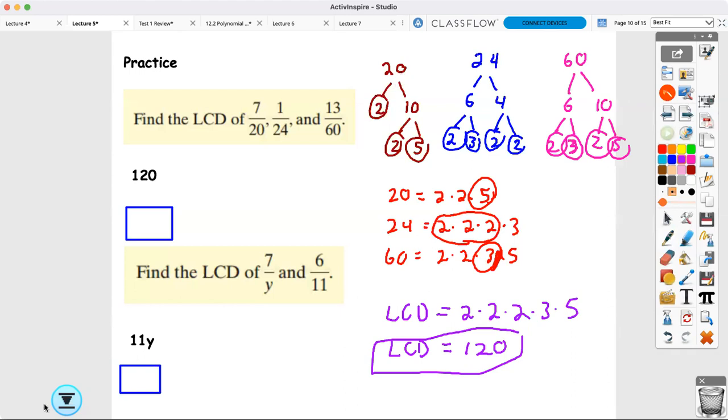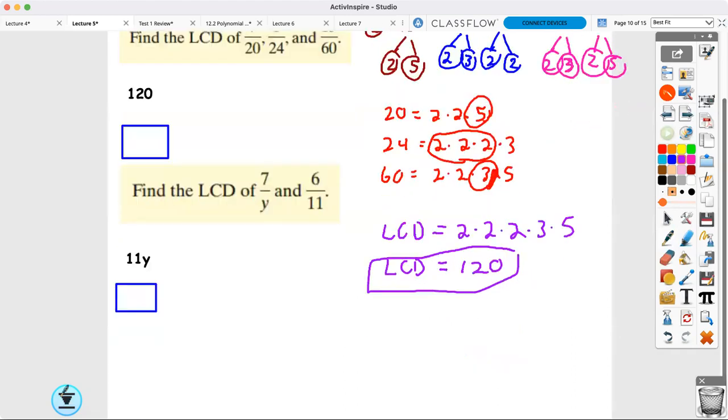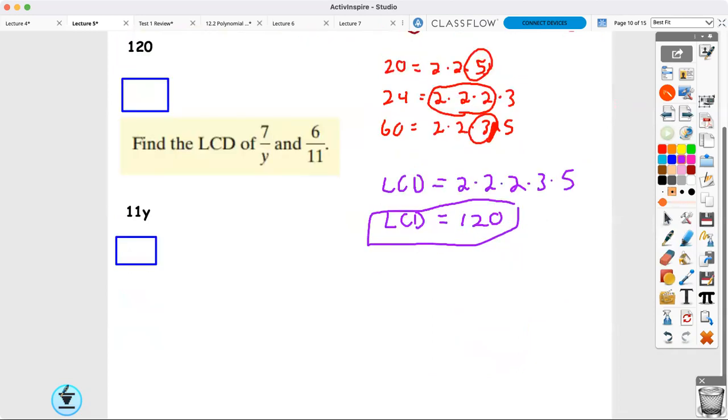All right. So let's look at the two denominators for the second problem. We have y and 11. Now, can someone tell me, can y be broken down into any other factors here? No, so we just circle that. What about 11? What factors are 11? Give me 11. None, right? Because it's a prime number.